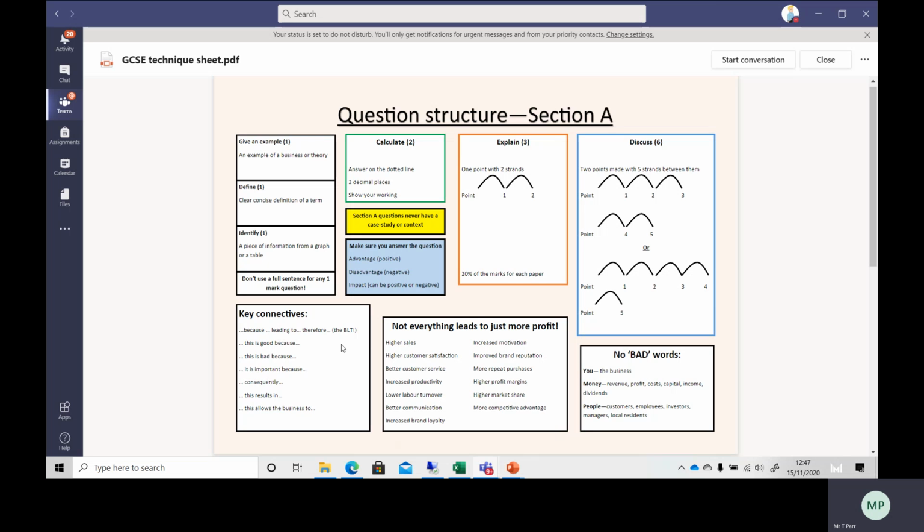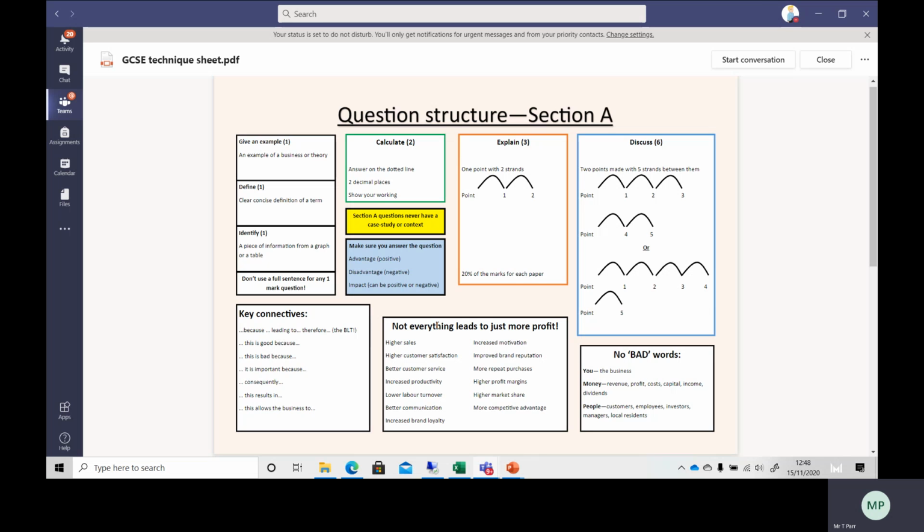And then what does it lead to? Well, the key thing is not everything leads to more profit. A lot of the time your answer can result in more profit, but it's very easy to jump on that and say, okay, it's going to lead to more profit. But what else can it lead to? Higher sales, so the number of items sold, or number of services sold. Customer satisfaction, better customer service, increased productivity.